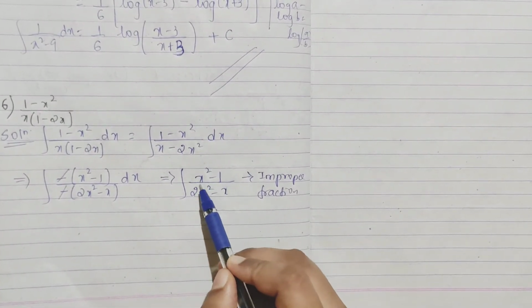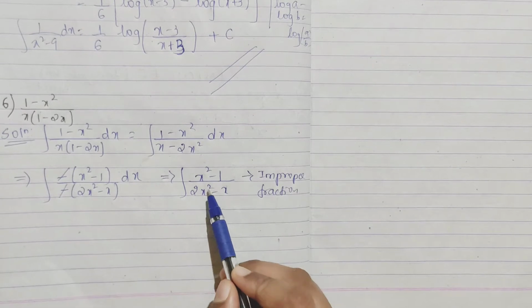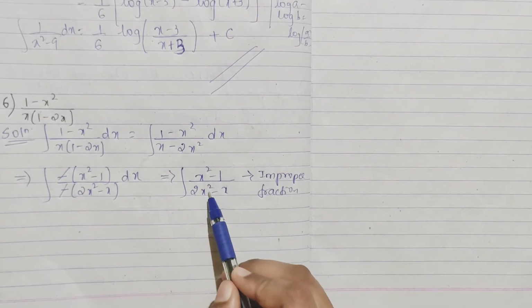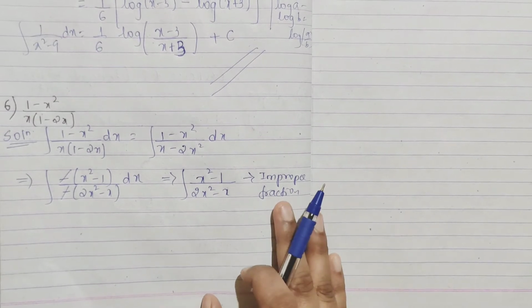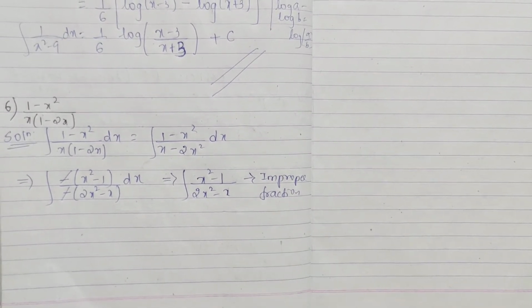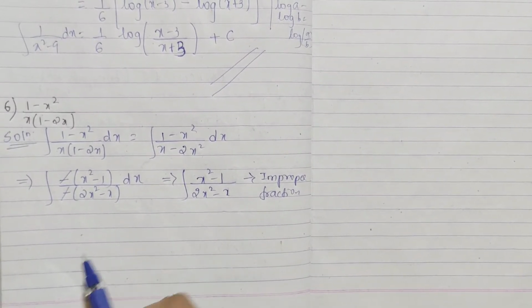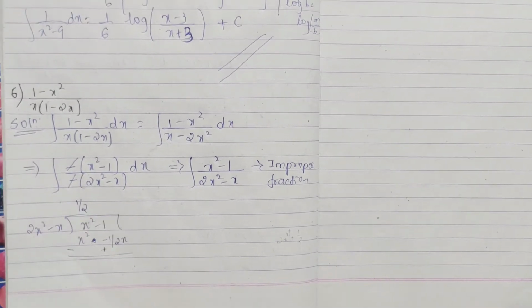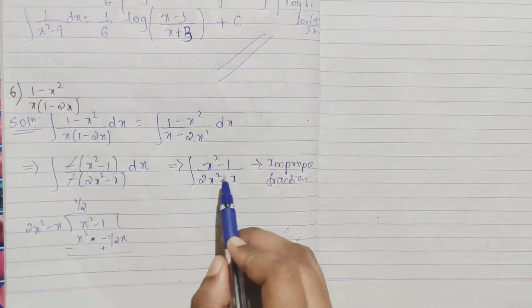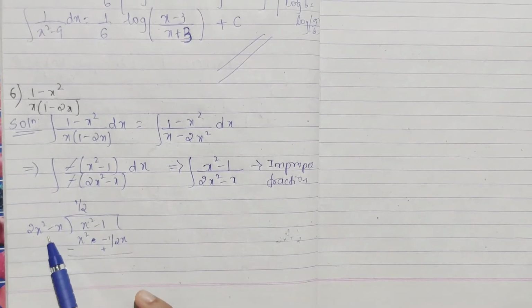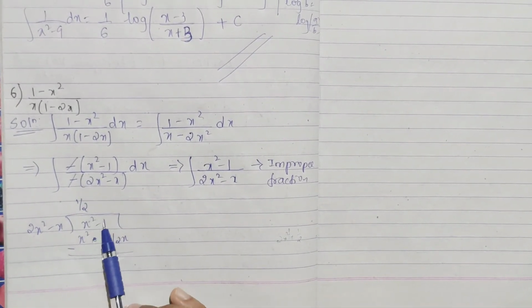Because you see here in the numerator the variable is x square, and here also it is the same; the powers are 2. So this is an improper fraction, so you should convert it into a proper fraction. How will you do it? You have to do polynomial division. So how will you do the division? Whenever it is the numerator, it comes inside, and you are dividing it with the denominator. So 2x square minus x dividing x square minus 1.